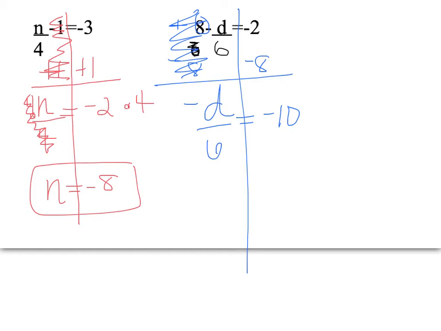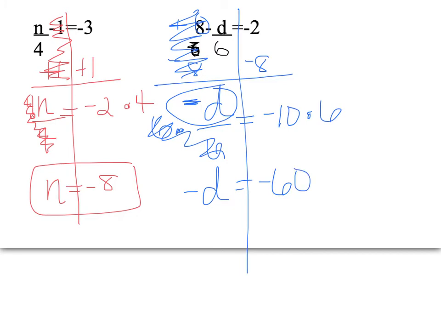Okay, we didn't do anything with this negative yet, so we have to keep it along. Now this is negative d divided by 6. The opposite of divided by 6 is times 6. Again, this leaves us with negative d equals negative 60.